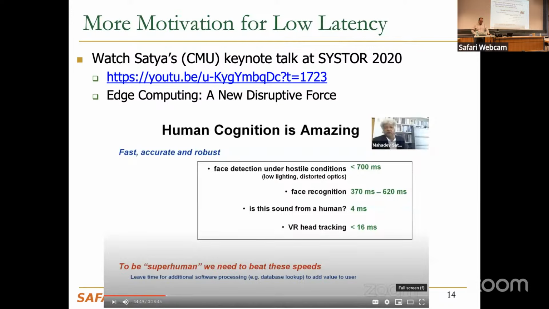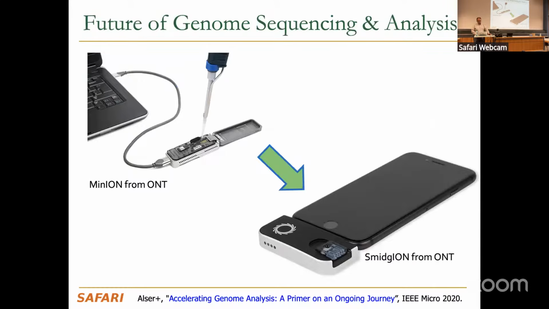But essentially, in order to be superhuman and enable very interesting applications, you need to actually satisfy these timings and even aim for faster analysis. Also, I already discussed quickly about genome sequence analysis, that the future of genome sequence analysis is that you have this kind of edge device, you just give a sample, you sequence, and then you analyze.